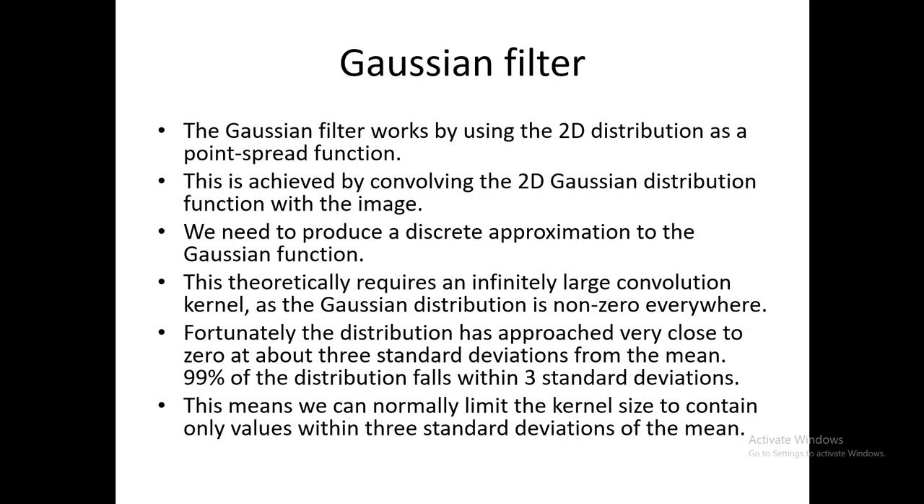Fortunately, the distribution approaches very close to 0 at 3 standard deviations from the mean, and 99% of the distribution falls within 3 standard deviations, as we discussed in the previous section. And this means that we can normally limit the kernel size to contain only values within 3 standard deviations of the mean.